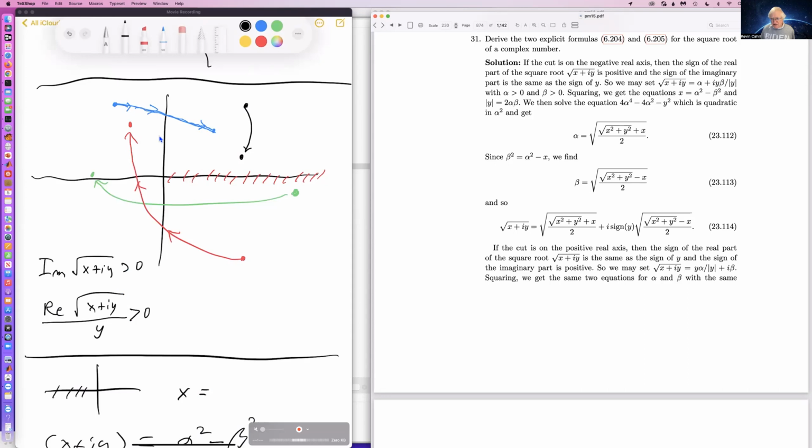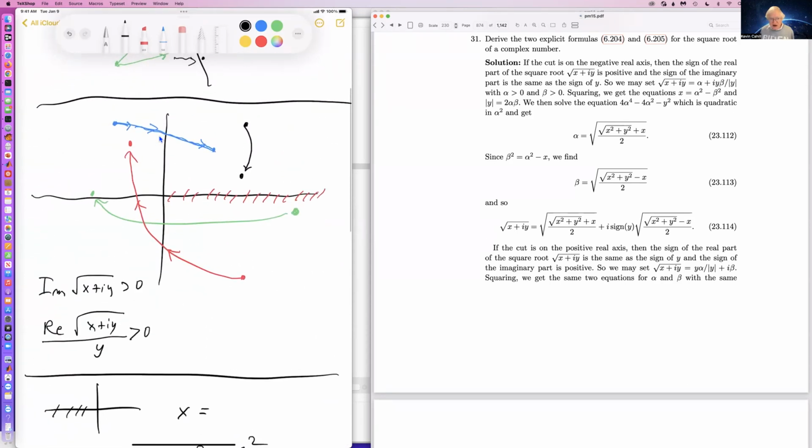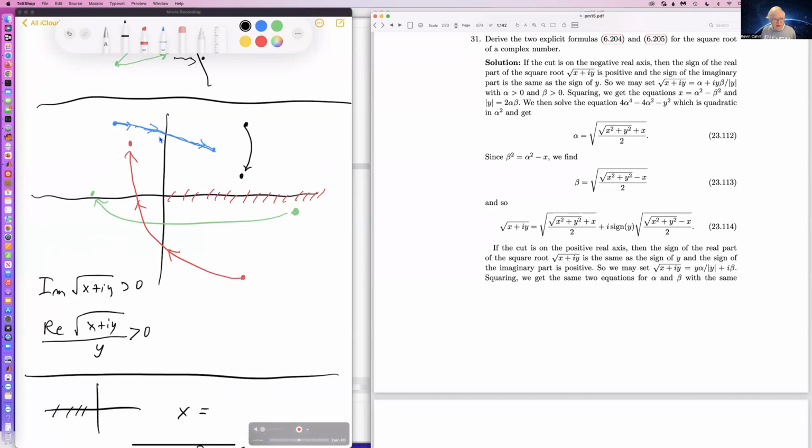So the upshot is, in this particular case, the upshot is that the imaginary part of the square root of z is always positive. You see all these points wind up in the upper half plane. And on the other hand, if y was originally in the upper half plane, then the real part of the square root is positive.